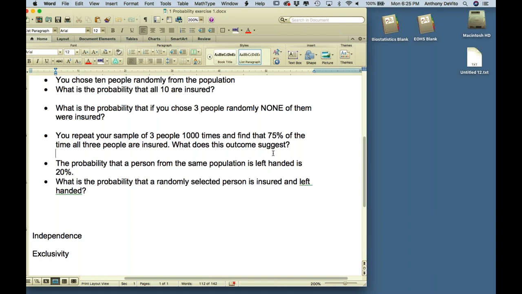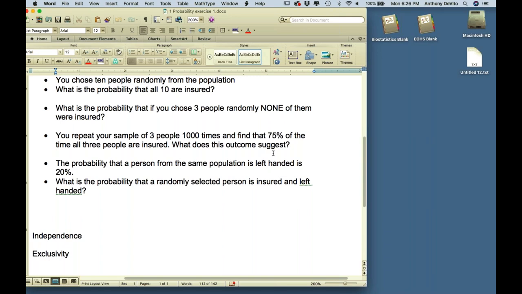So now, let's say that I repeat this 1,000 times to check what percentage of the time I find that all three people are insured. If I did this 1,000 times, we would expect 51% of the time to get that outcome, right? So what happens if I find out that 75% of the time all three people are insured when I do this 1,000 times? What does that suggest to you? That this wasn't really independent, right? So that might be a test of independence, right?